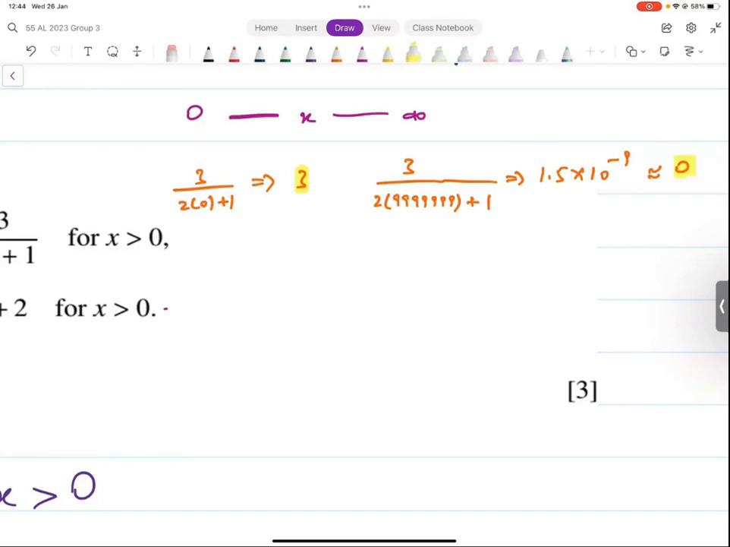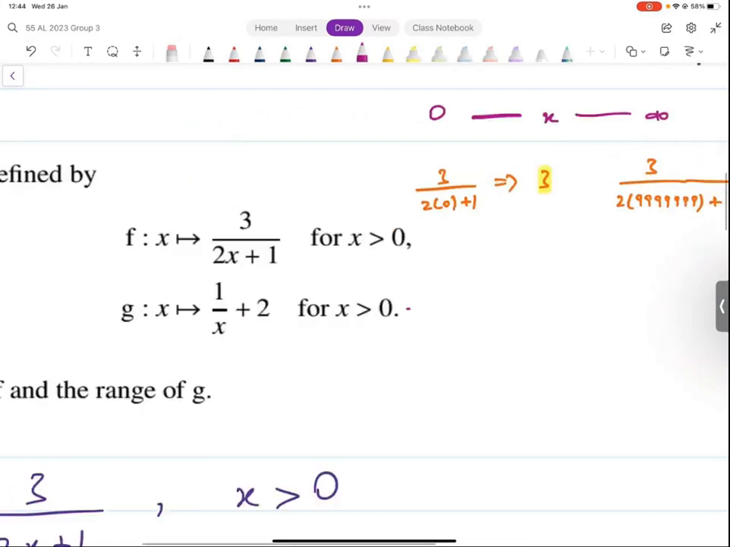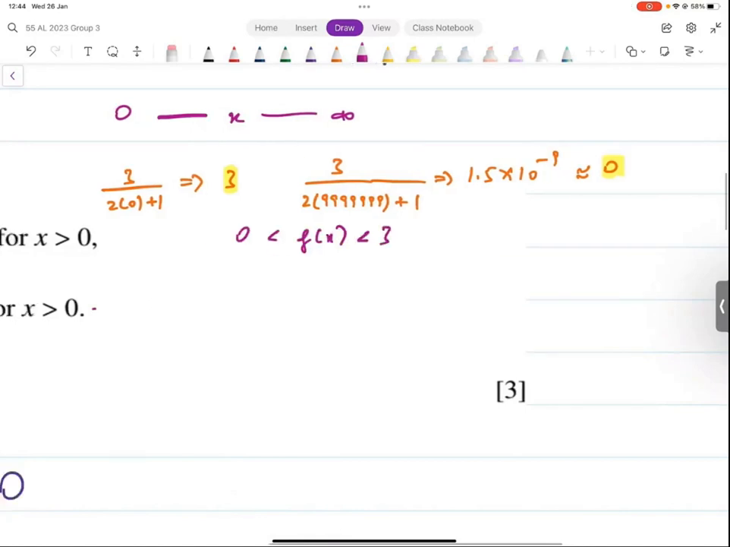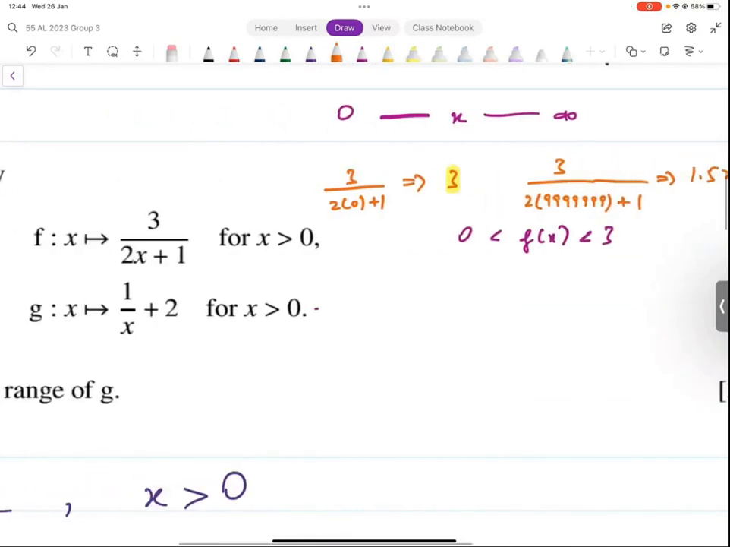So what do you say here? The range is from f of x to f of x between 0 and 3. That's the range of the function. Similarly for g of x. What is the domain of g of x? 1 over x plus 2.